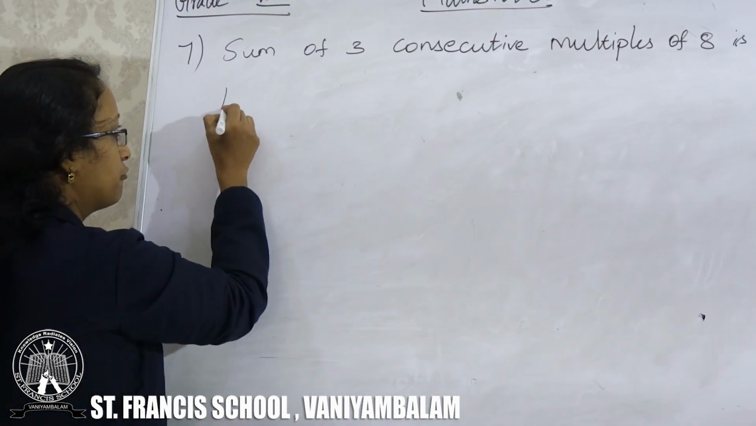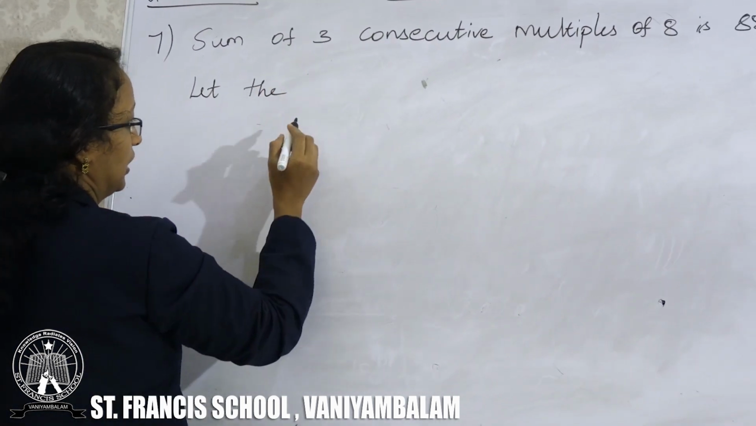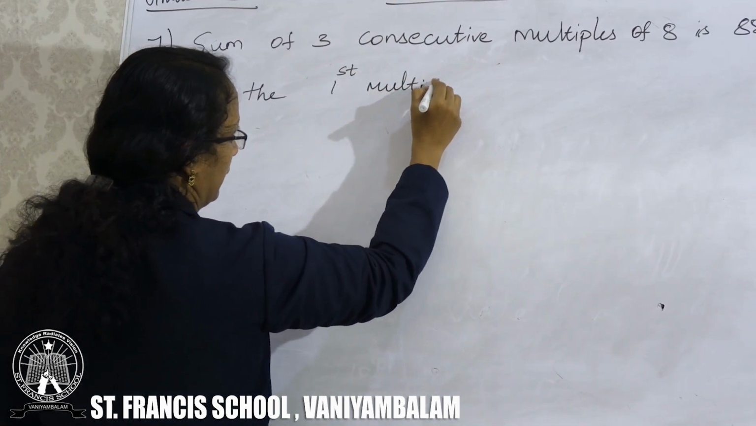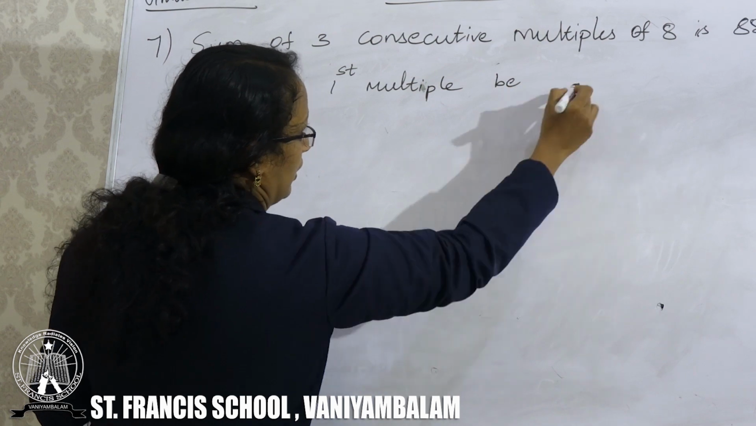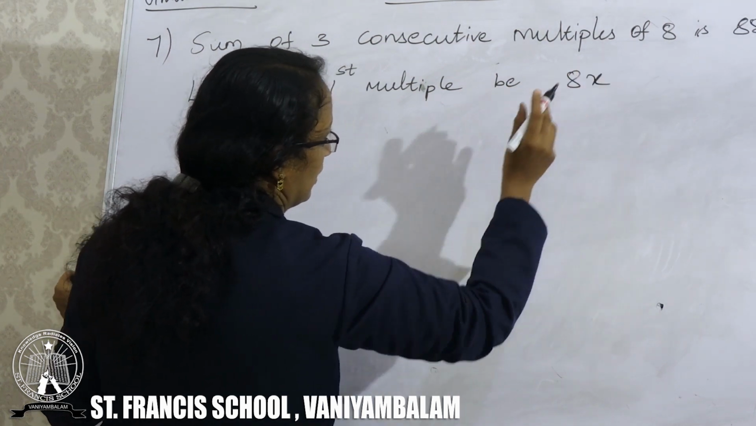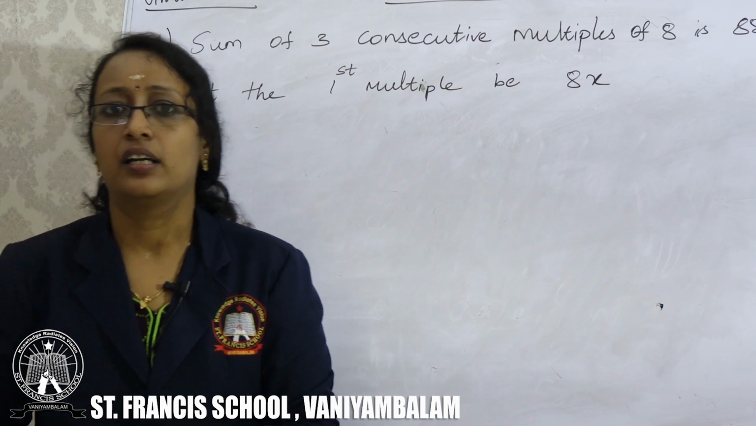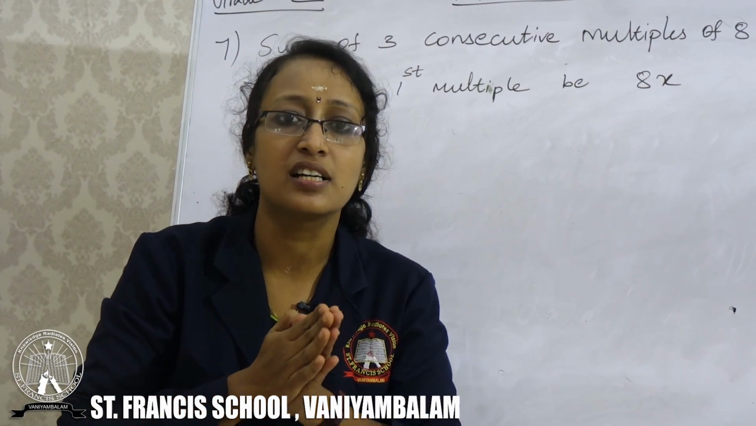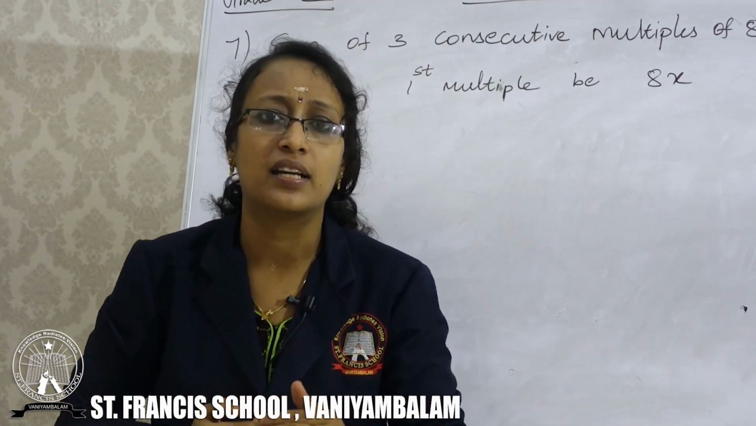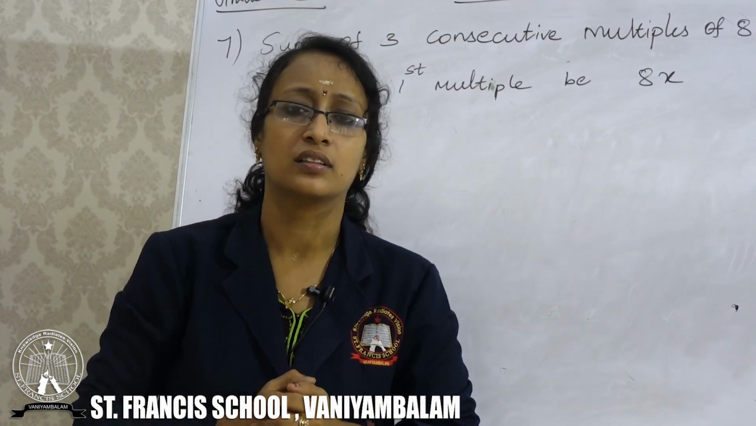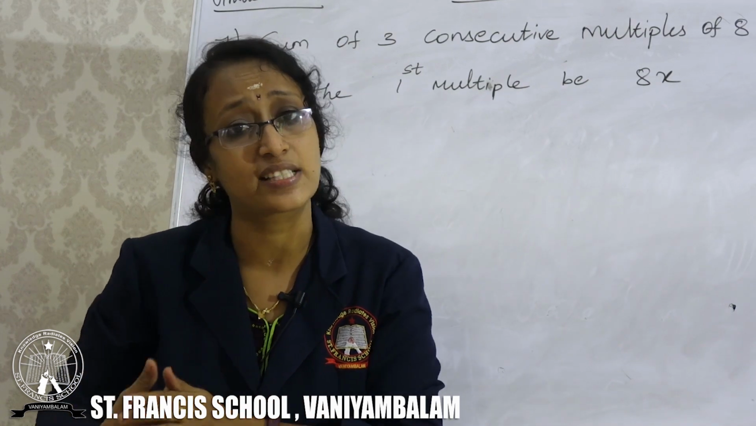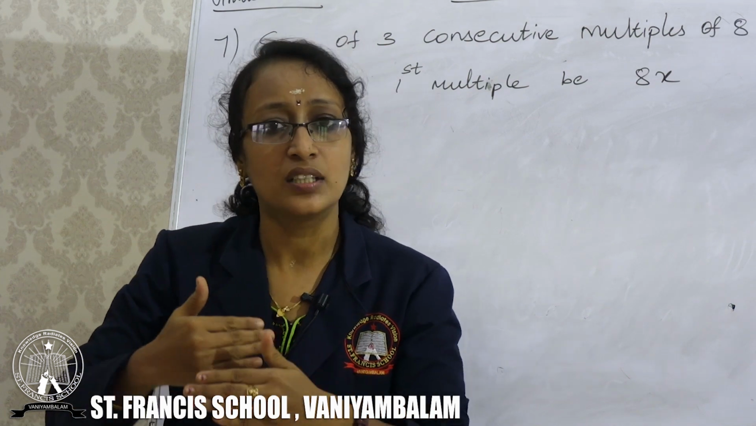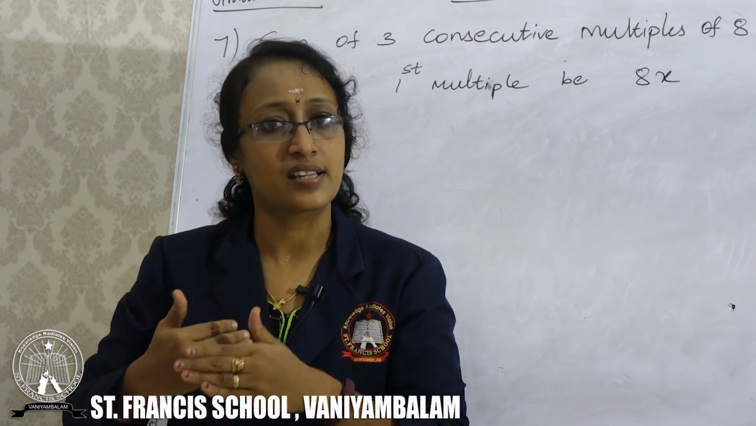Let us take the first multiple. Let the first multiple be 8x. The reason is, you know that 3 consecutive integers means, let us take the first integer to be x. So what will be the next? Yes, x plus 1. Then what will be the successor of x plus 1? x plus 2, right? Because you add 1 to get the next number.